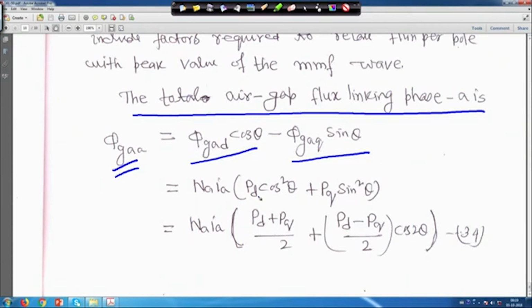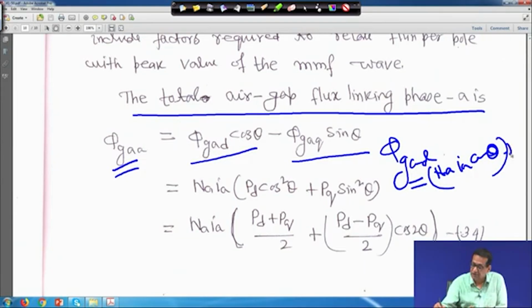These two, if you substitute from the previous expression that phi_gAd is equal to N_A I_A cos theta, into your P_d, then it will be N_A I_A P_d cos square theta, because cos theta into cos theta is cos square theta.